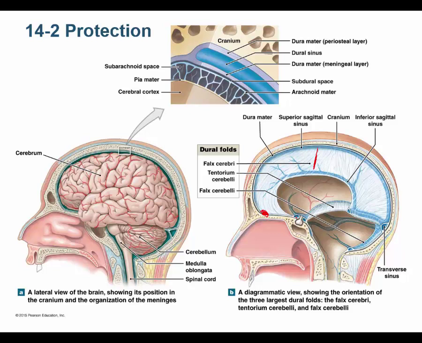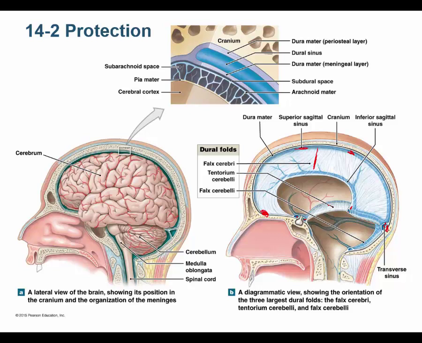Notice the dural venous sinuses here, here, here, here, up here. These are dural venous sinuses. Notice they do have some names: superior sagittal sinus, transverse sinus. So these dural venous sinuses are all eventually going to dump into the internal jugular vein.